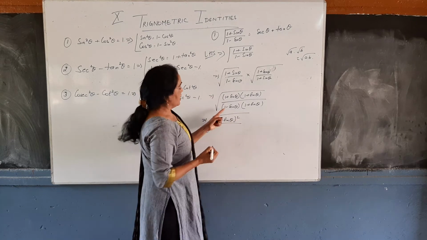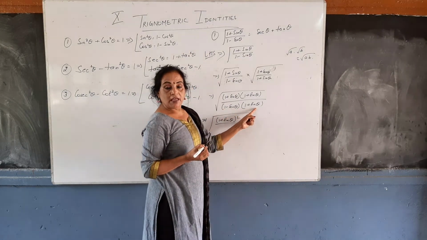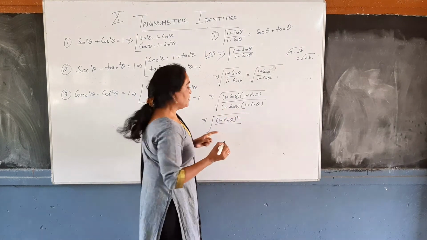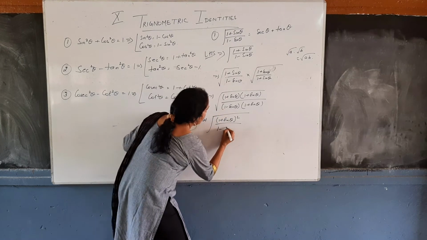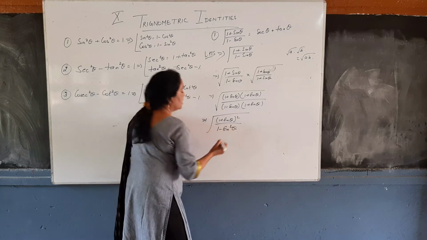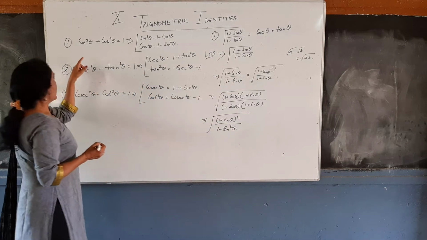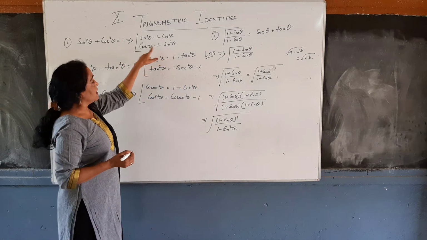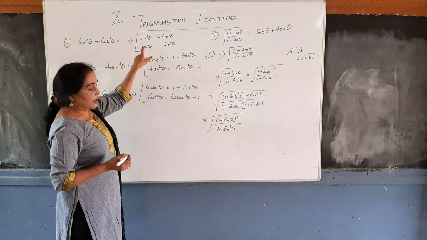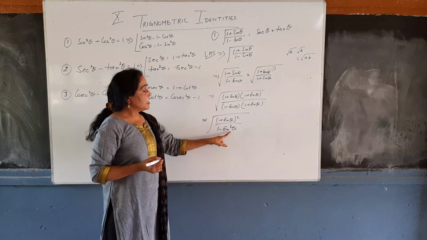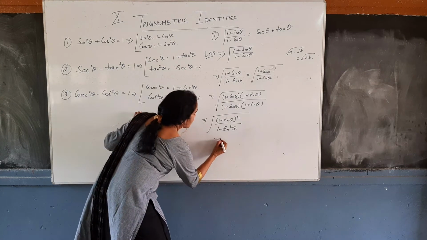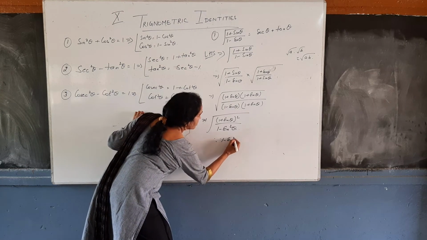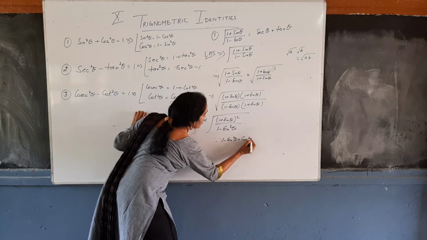And see the denominator, a minus b, a plus b, a square minus b square. What is a? 1, b is sine theta. So it will be 1 minus sine square theta. Now see, 1 minus sine square theta is cos square theta. So we will replace this 1 minus sine square theta by cos square theta, since 1 minus sine square theta is equal to cos square theta.